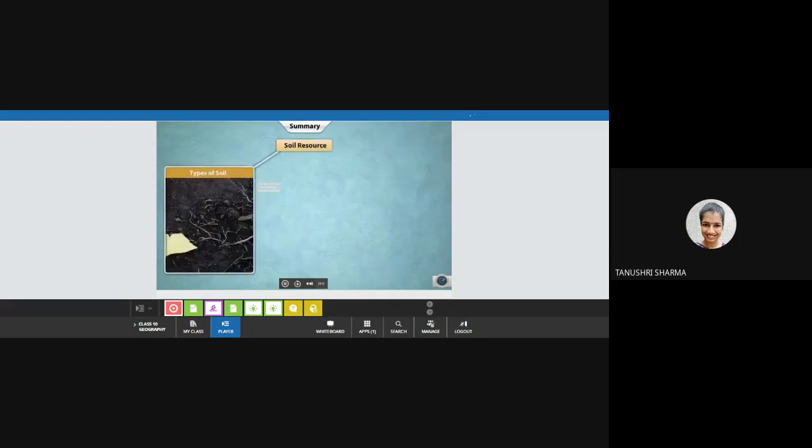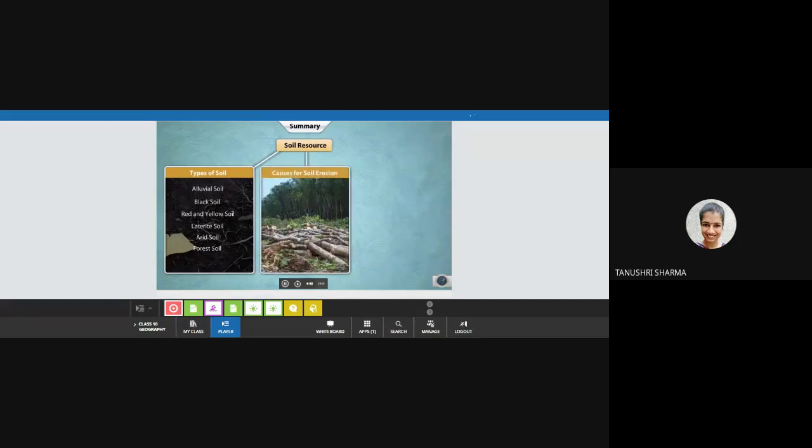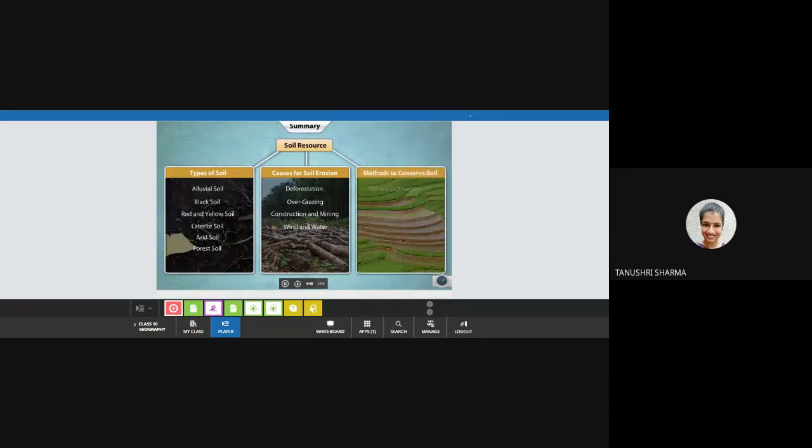There are various kinds of soil in India. Of them, alluvial soil is the most important. The others are black soil, red and yellow soil, laterite soil, arid soil, and forest soil. Soil erosion is caused due to deforestation, overgrazing, construction and mining, or even wind and water. Terrace cultivation, strip cropping, and contour plowing are effective ways to stop soil erosion.